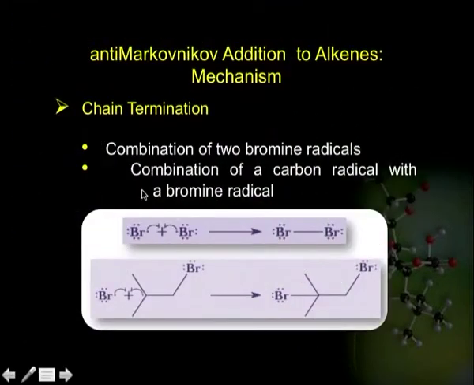At the chain termination step, combination of 2 bromine radicals takes place, or also combination of a carbon radical with a bromine radical takes place. And in the chain termination step, as we saw earlier also, the radicals get quenched or the radicals get destroyed.